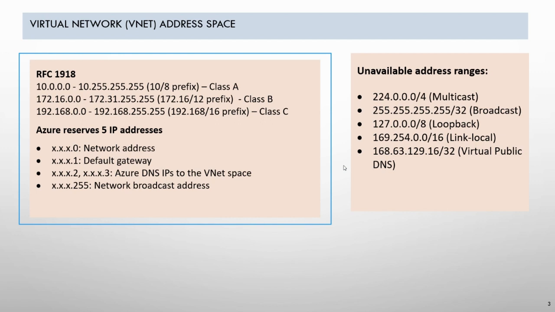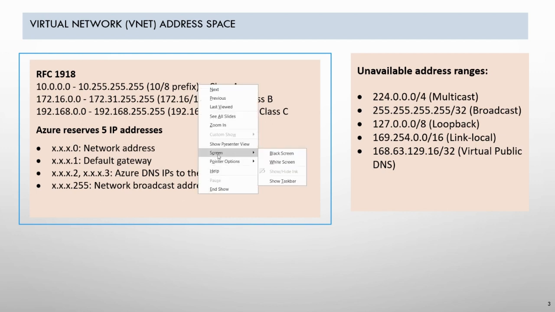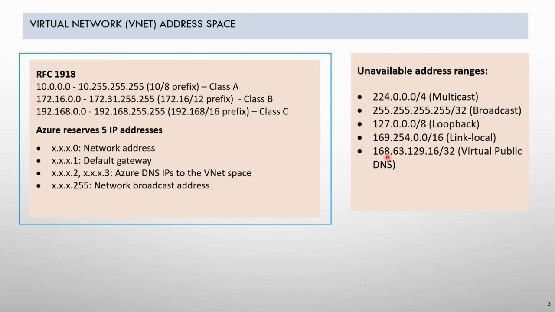Similarly, there are a few ranges not available to you because they are being used by Microsoft. In that case, you can see the multicast address, broadcast address, loopback, and link local. These addresses are not available to you. They are being used by Azure, or even Microsoft. So you always skip these IP addresses in your design. And then the last one is 168.63.129.16/32. This IP is a virtual public IP address used by Azure platform services for communication. So this IP address you cannot use in your design.